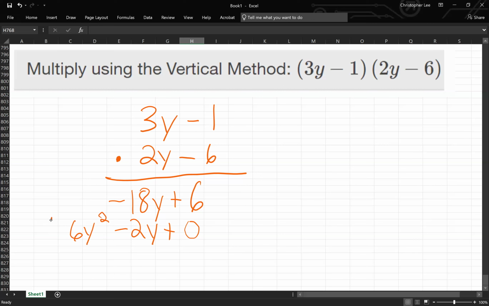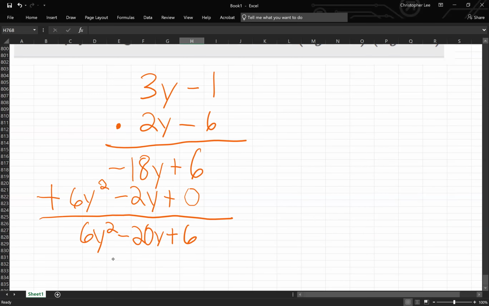And then we're going to add these up. 6 plus 0 is what? Good. Negative 18y plus negative 2y is what? Negative 20y. And then we just bring down the 6y squared. This is my answer.